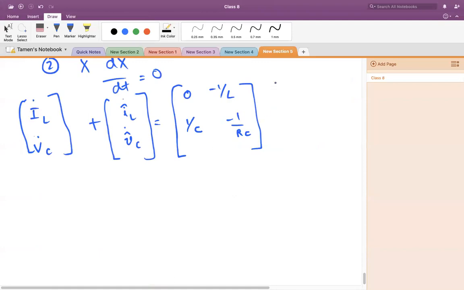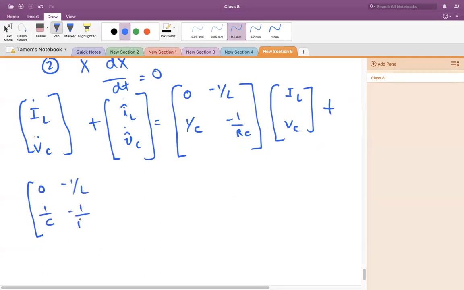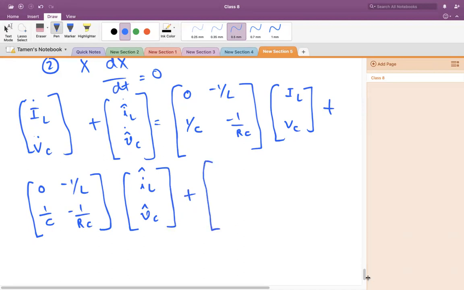So now I'll write the steady state part first. IL, VC. Now the same I'll write in case of the small signal part. Now this part is done.